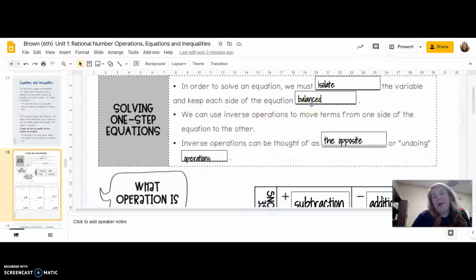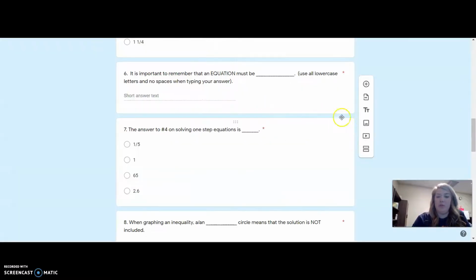So I accepted balanced, I accepted equal, I accepted balance. Those are the answers that, if you put those into the form, I went back and gave you some credit for. But there's where you find the answer to number 6.